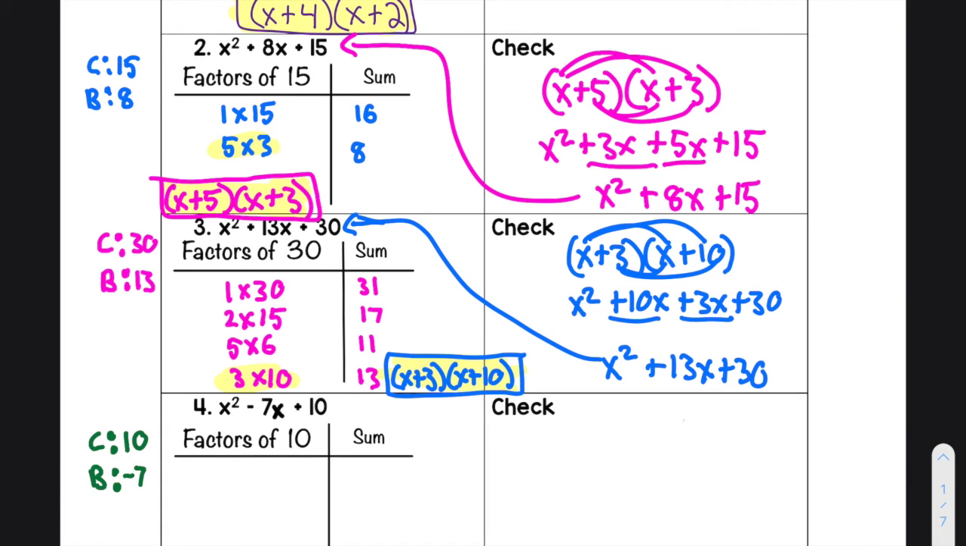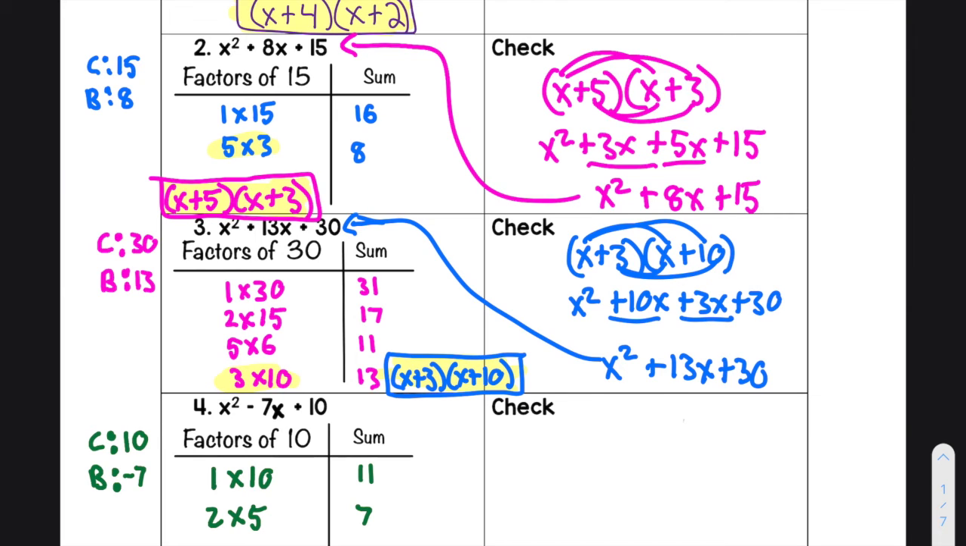Let's first jot down factors of 10, or numbers that multiply to get the number 10, like 1 times 10 and 2 times 5. We're going to find the sum of these numbers. 1 and 10 is 11, 2 plus 5 is 7. Which of these pairs add to get -7, however? Neither of these seem to be -7.